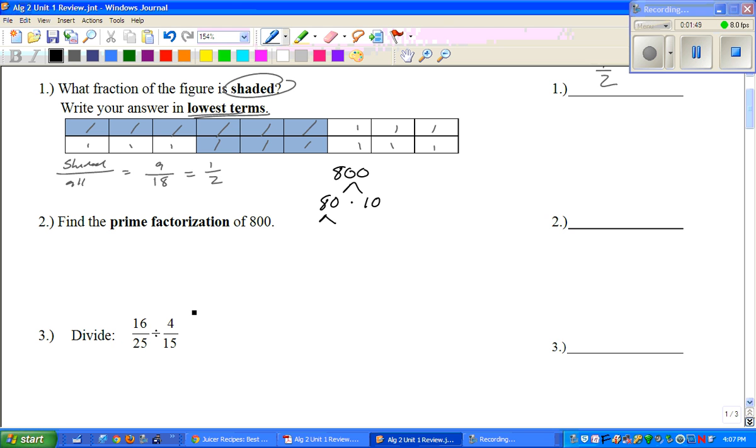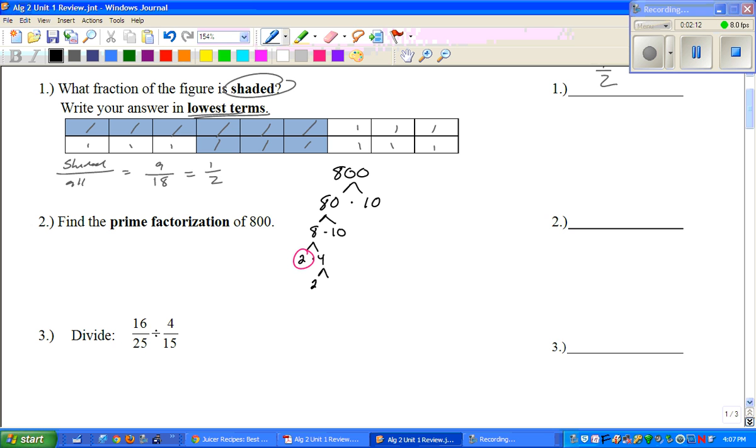And now we need to start breaking down 80. Well, we'll do the same kind of thing. 8 times 10. Oh, well, can we break 8 down? Well, yeah, 8 is 2 times 4. Can you break 2 down? No. 2's a prime number, okay?